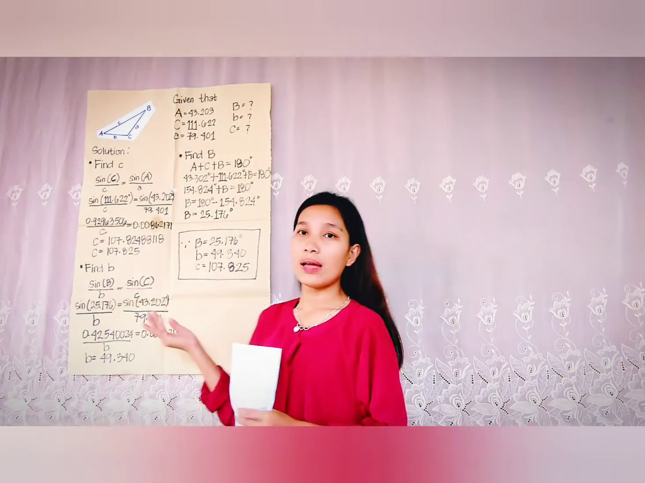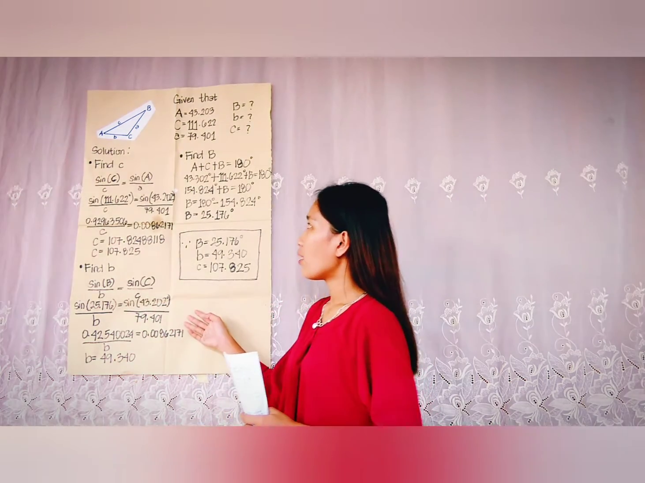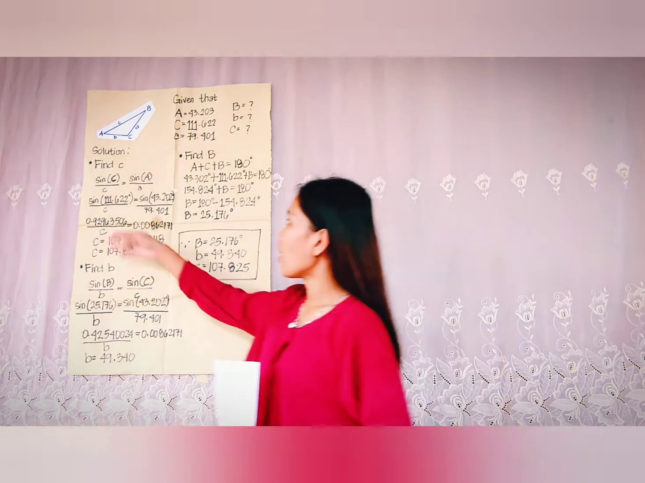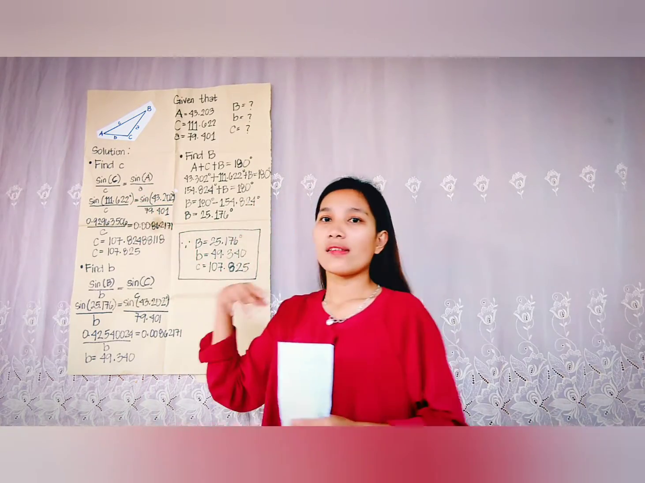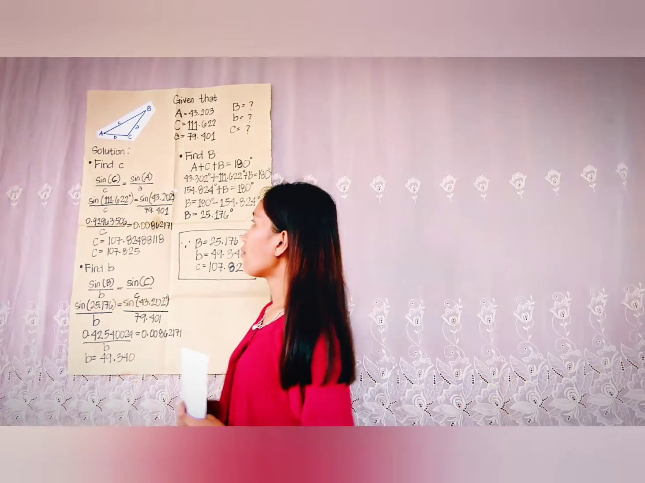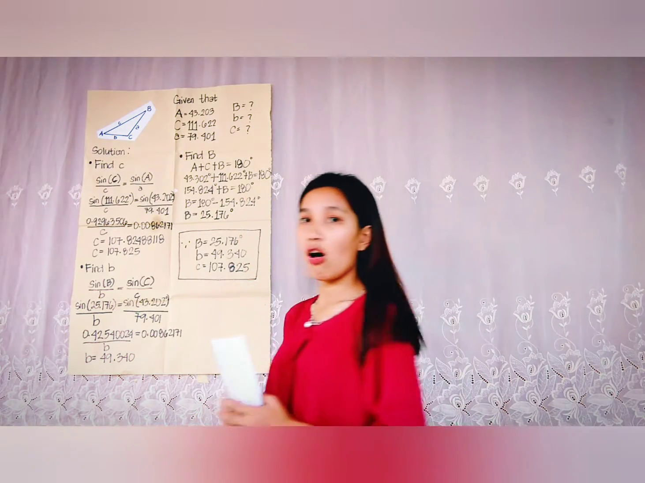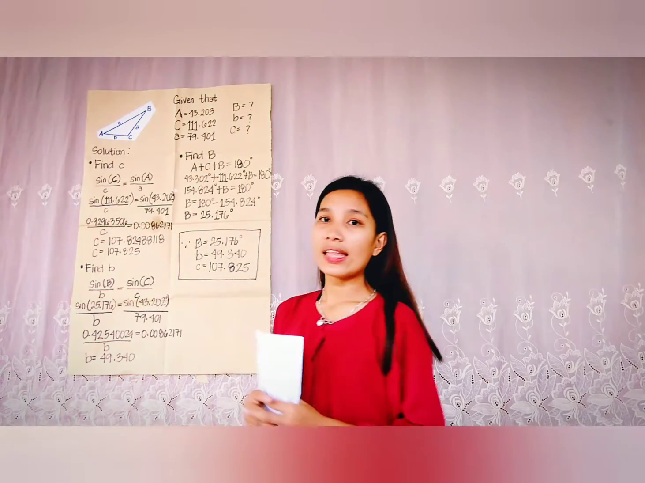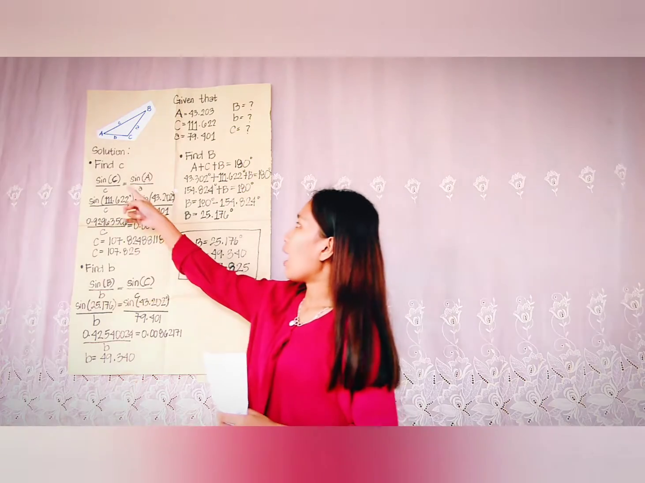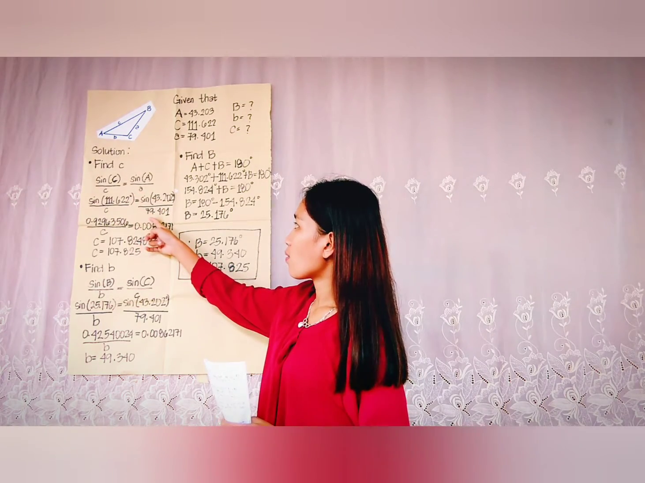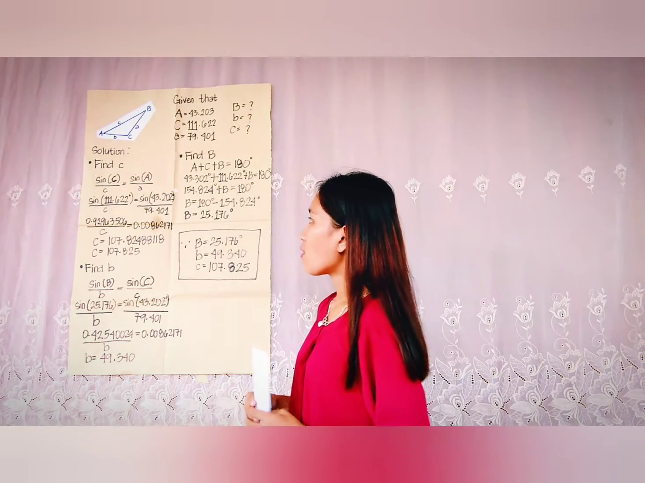To begin this problem, we should find C by using the law of sine. So the formula is sine C over C is equal to sine A over A. We just simply substitute the given value in the formula. So sine C, 111.622 degrees, over C is equal to sine A, which is 43.202 degrees, over the value of side A, which is 79.401.